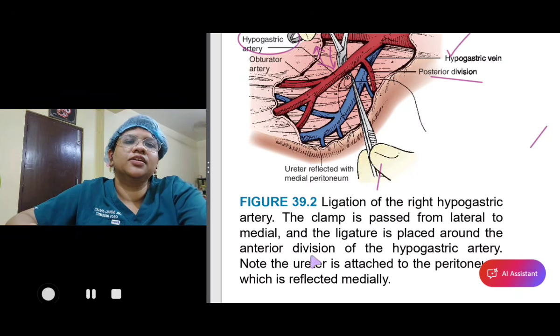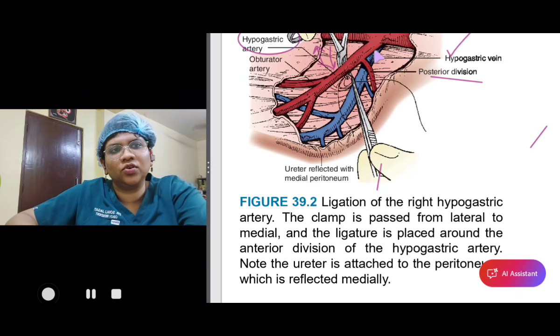And this is the ligature. The assistant will make sure that this is a right angle clamp which you are going to place almost 3 to 4 centimeter after its origin. Can you see, after the origin of the bifurcation, roughly 3 to 4 centimeter away, because we are not ligating the posterior division.